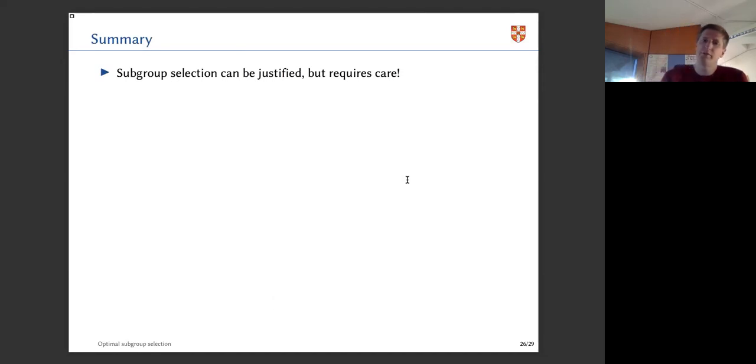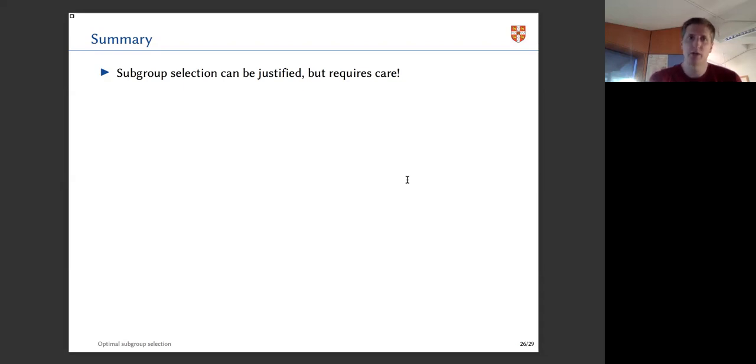Okay, so let me wrap up then. I think from an applied perspective, probably the main takeaway message of this talk is that despite the large literature saying that you shouldn't do subgroup selection, it is actually possible to do subgroup selection. It is possible to justify it, but it requires considerable care in the way that you formulate the problem. Actually, I don't want to argue that the way we have formulated the problem is the only way you could do it.